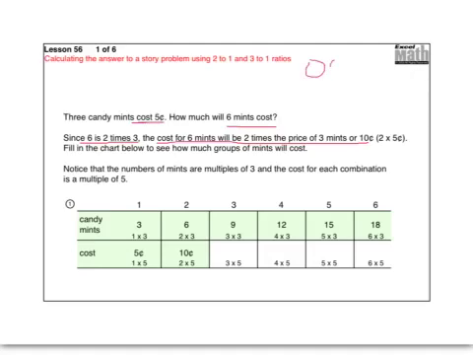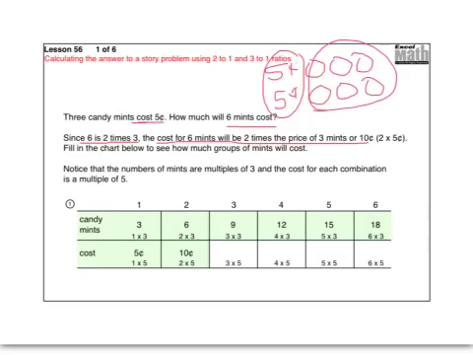We have 3 mints, and those 3 mints cost 5 cents. So if you want to get 6 mints, wouldn't it make sense that you'd have to pay 5 cents for those second 3 mints right there? And so altogether you would pay 10 cents for the 6 mints. Another way of looking at it is since I'm buying 2 times the mints, I have to pay 2 times the money. All right, notice that the numbers of mints are multiples of 3 and the cost for each combination is a multiple of 5.